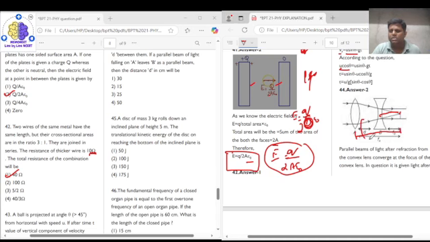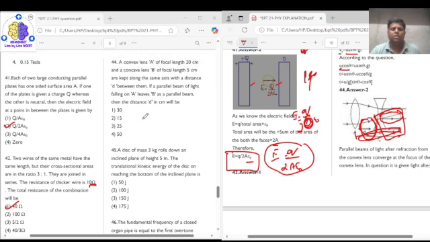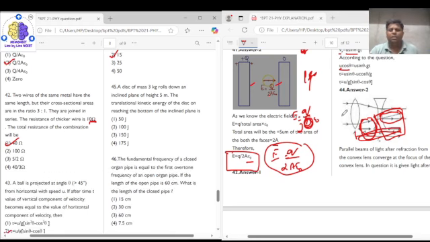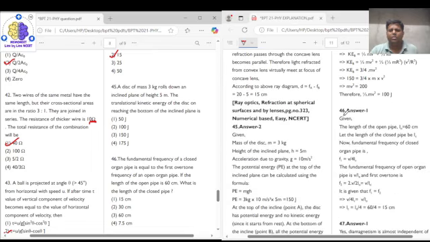We need this distance. So if we subtract the focal length of the concave lens from the focal length of the convex lens, we can easily calculate D. The focal length of the convex lens is 20 and that of the concave lens is 5. So our answer should be option 2. So the correct answer for question number 44 is option 2. Right. Now coming to question number 45.